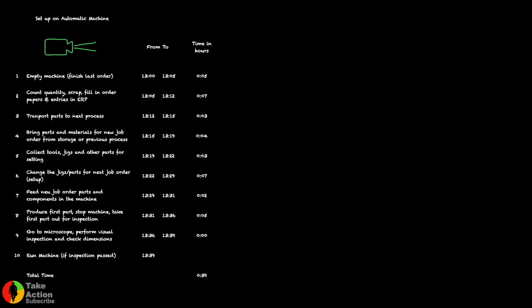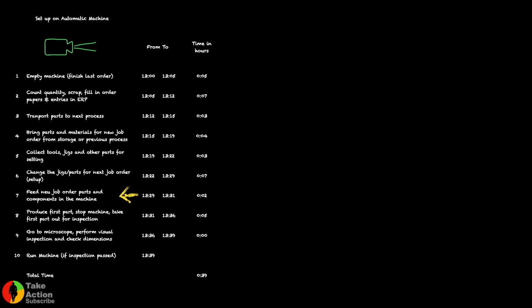Activity number 3 is transporting this finished job order to the next process. Then he's going to the storage area and to the previous process and bringing the material for his next job order. And then he's again going for collecting the tools, jigs, fixtures and other parts which he requires for the setting. And then he comes back to the machine with these parts. Then activity number 6 is that he's actually changing jigs, parts, or the other plates there.